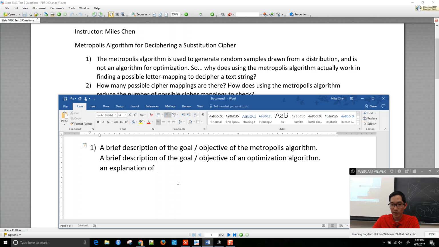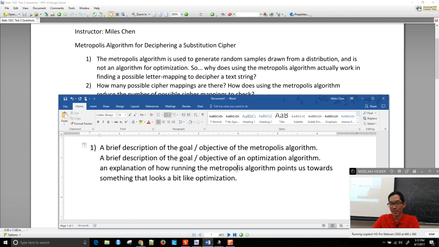of how running the Metropolis algorithm, what is the right word, points us towards something that looks like optimization. Does that make sense as far as what I'm asking for in number one?